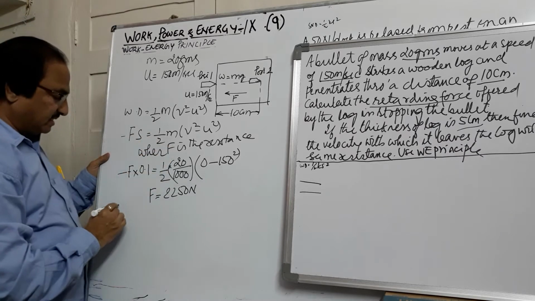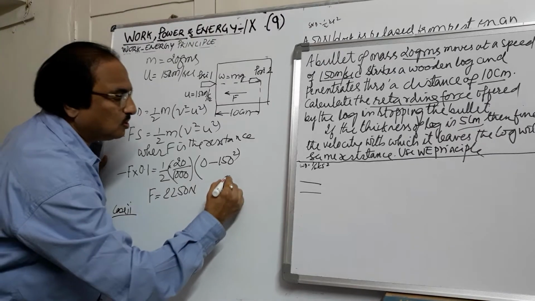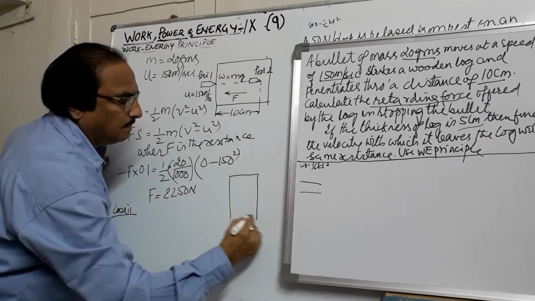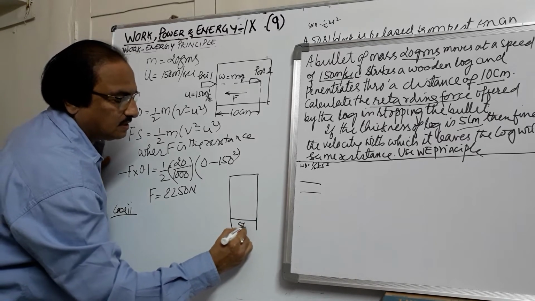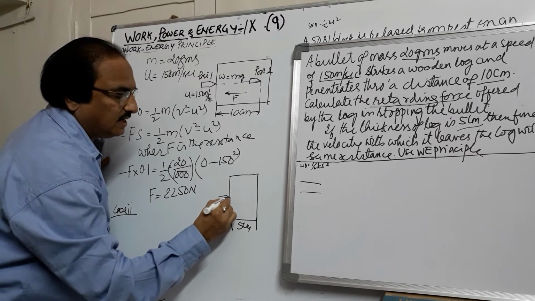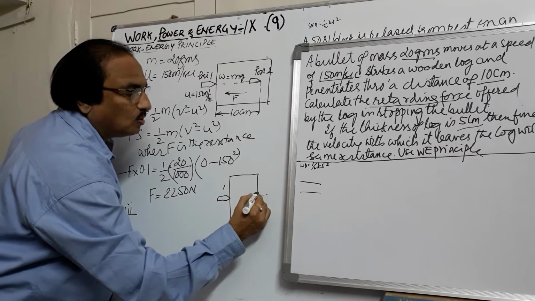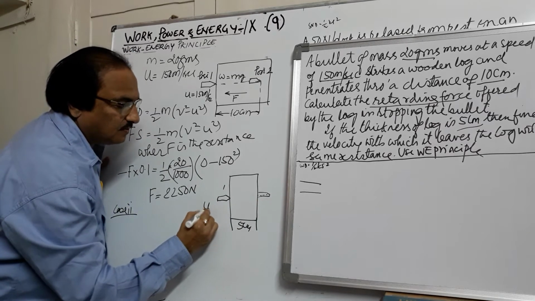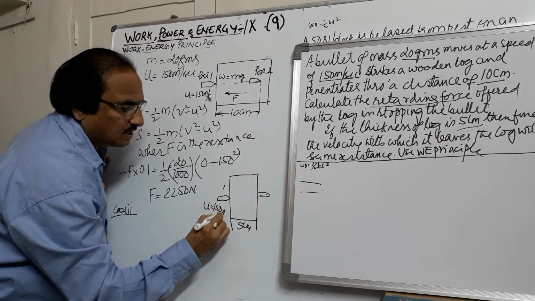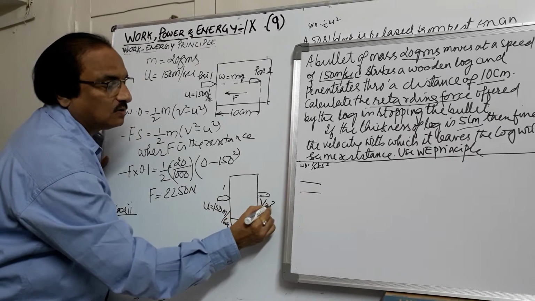Now the second case is the same wooden log. Thickness of the wooden log is 5 centimeters. The bullet is fired here from position 1. So it will go out on the other side. So here the initial velocity is 150 meter per second. Here it will move out with a certain velocity which you are required to find out.